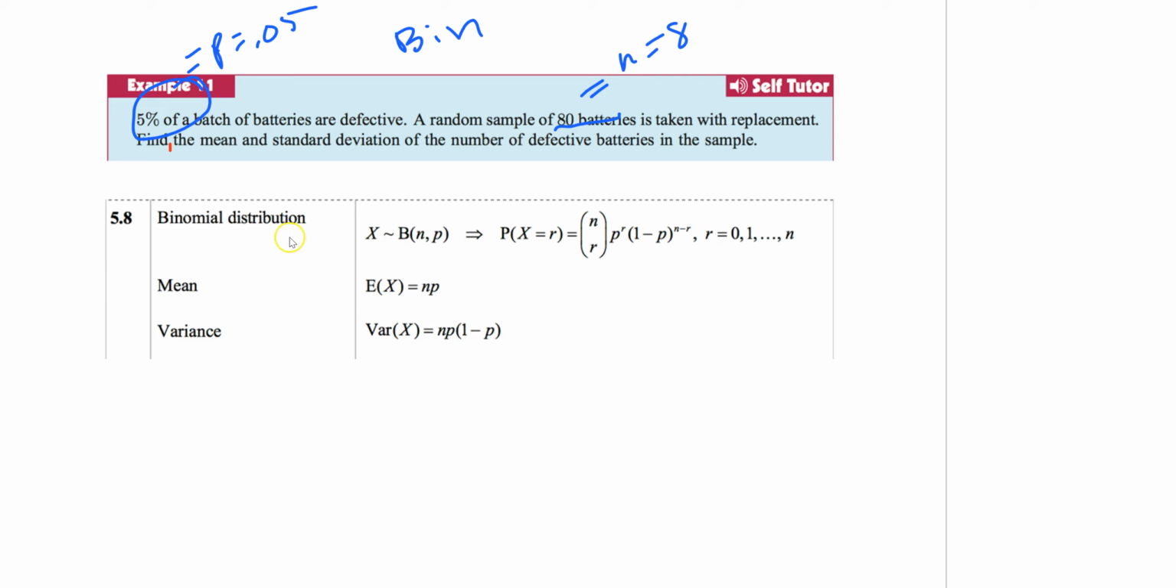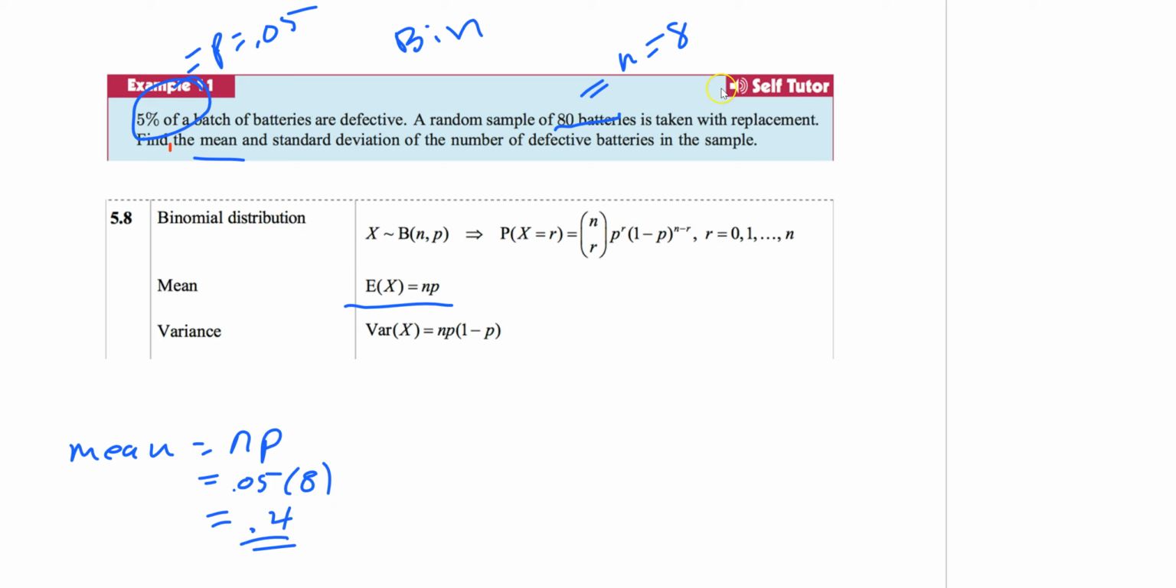Right? So now for this, they want the mean. That's this right here. So that part's easy. The mean is the expected value, n times p, which in this case is going to be 0.05 times 80, which is 4.